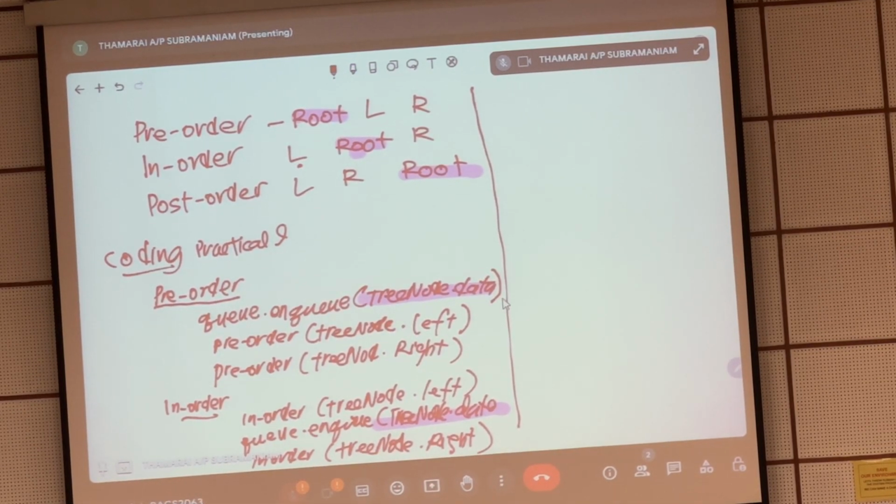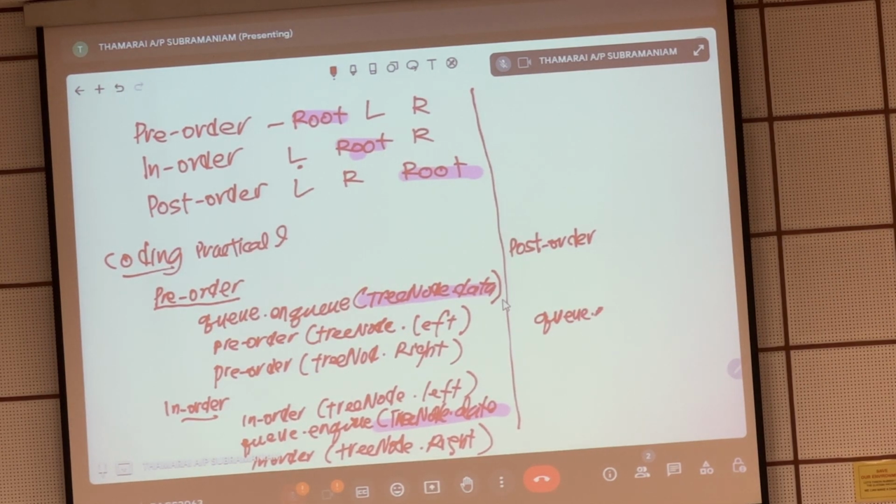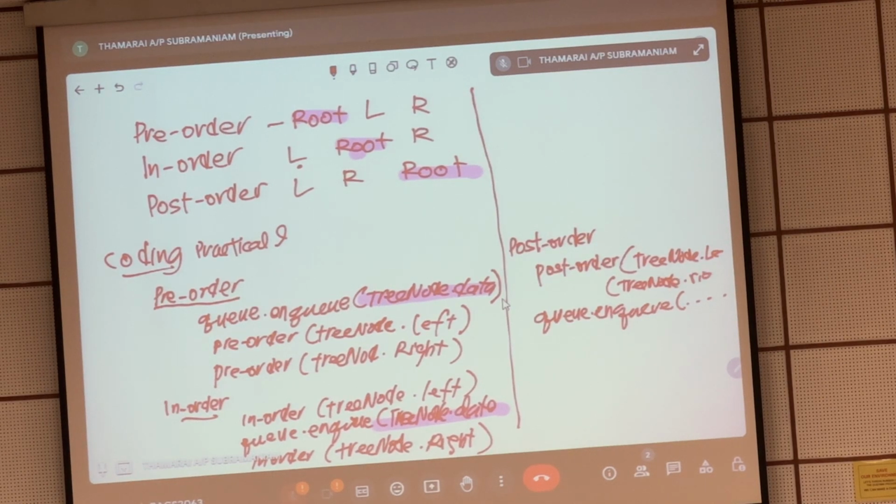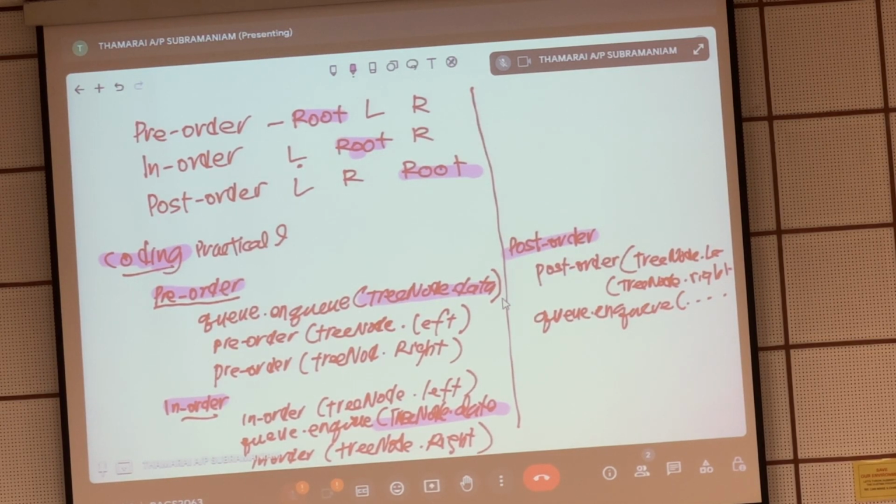Now my post order. The enqueue will be at the back. Then I will have post order, tree node on the left, and this one will be tree node on the right. So in this part you only need to check in terms of coding. So here your root is here. So that is for coding.